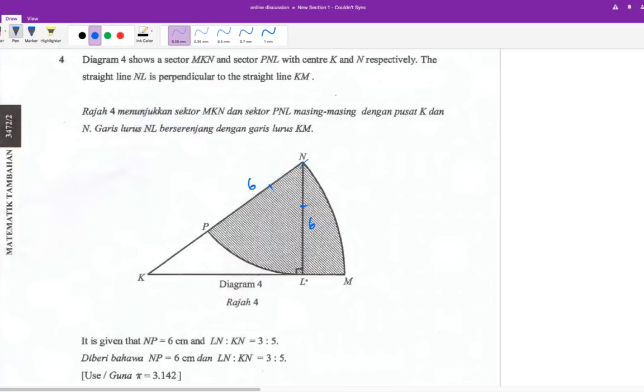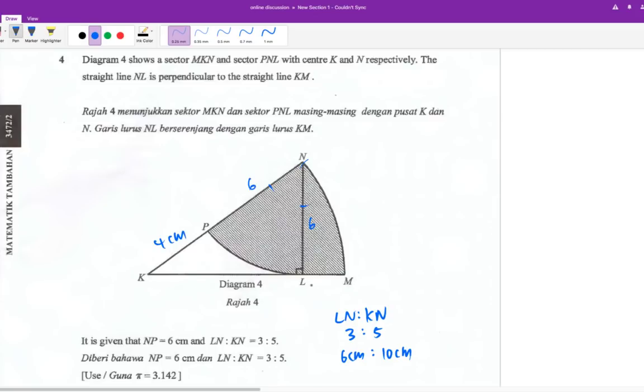L to N ratio K to N is 3 ratio 5. So since LN ratio KN is 3 ratio 5, the 3 here actually becomes 6 centimeter. Basically you need to multiply by 2. So this one multiplied by 2, I will get 10 cm. Here is already 6 cm, so I know here will be 4 cm.